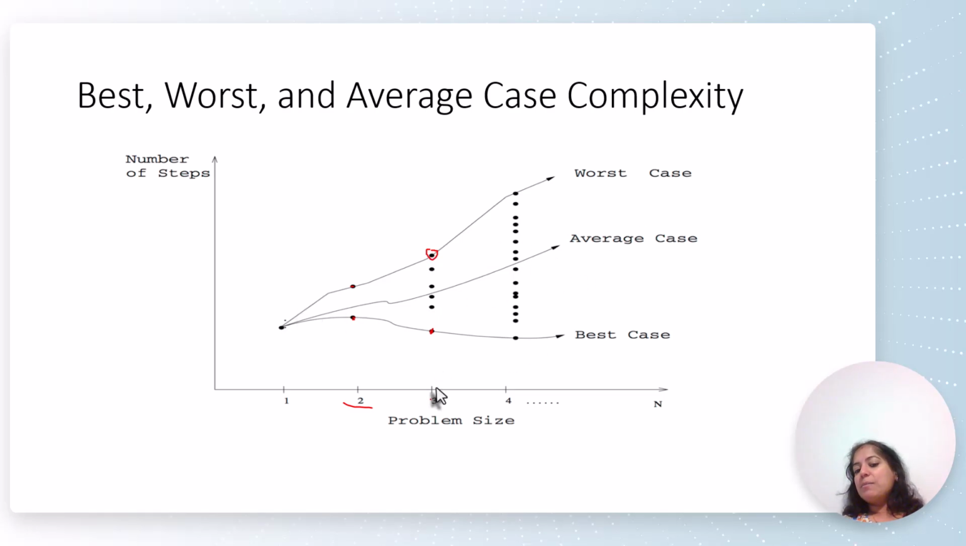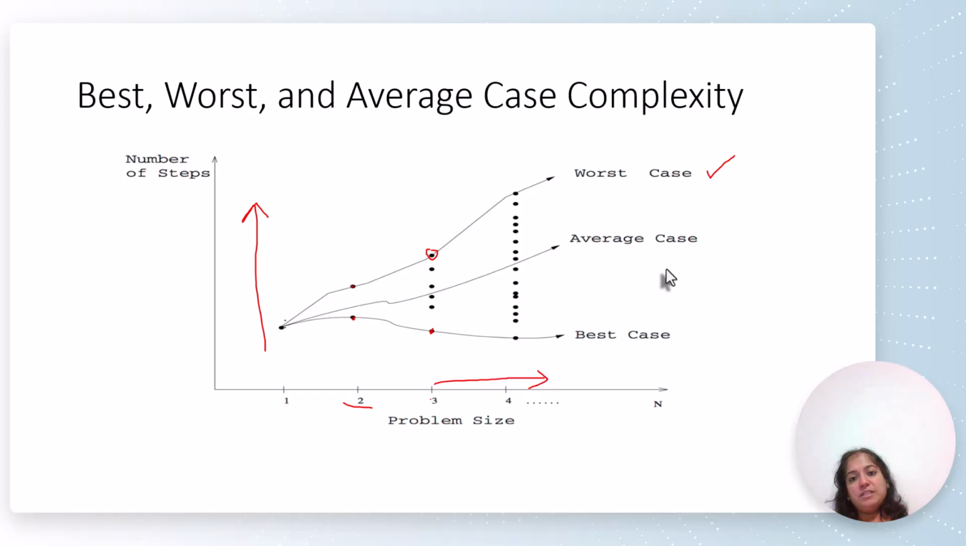And you can see as the problem size is increasing, the number of steps is increasing, but the worst case is always at the top because it takes the most steps. Best case remains at the bottom because it takes the least amount of steps.